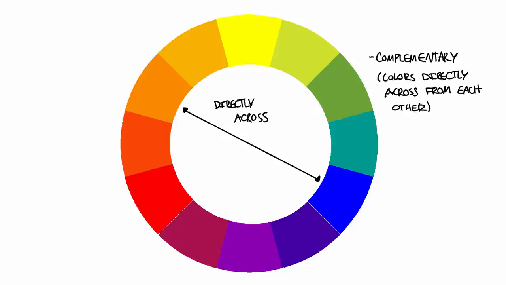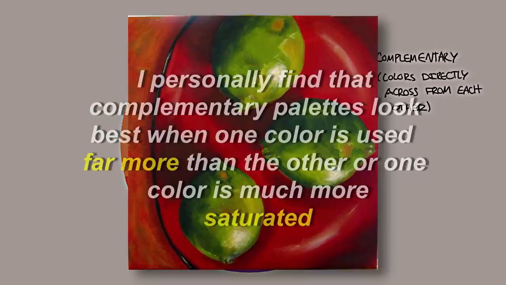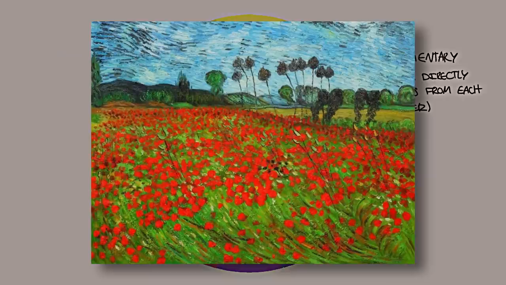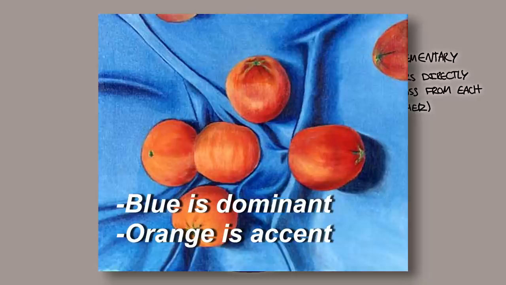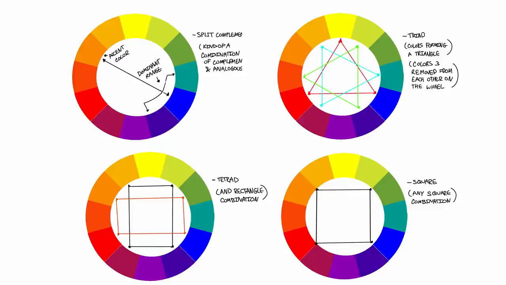Complementary color schemes tend to be a bit tricky for beginners because the color wheel says that green and red look good together, but at the same level of saturation, complementary colors can kind of be an eyesore. So I find that complementary schemes look best when one color is dominant and the other serves as an accent color. Split complementary, triad, tetrad, and square are all shape combinations on the color wheel that make different appealing schemes.